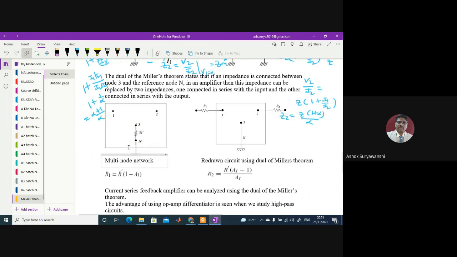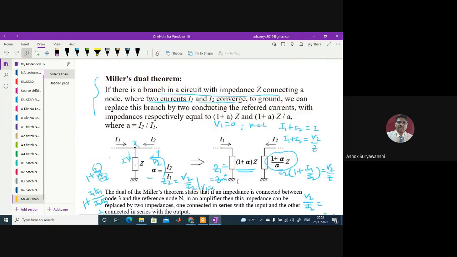What is R dash? R dash is the element between that particular node and the ground, right? And AI is the current gain, I2 upon I1. Similarly, this element can be simplified between the output, that is node 2, and ground, and the value of R2 will be equal to R dash into AI minus 1 upon AI. AI is nothing but I2 by I1, or it can be alpha. So R2 is R dash into alpha minus 1 upon alpha. That is what we have seen here.